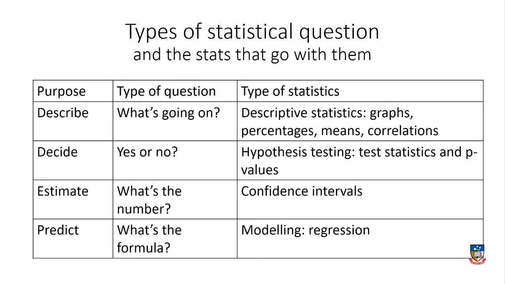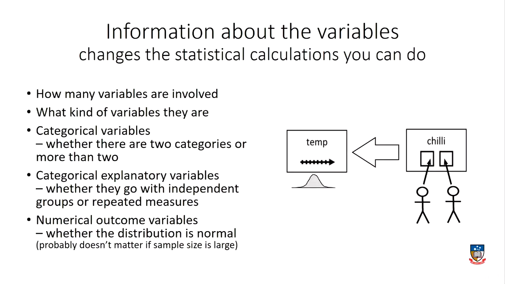And these are the types of statistical questions and the types of statistics that go with them. There's four main purposes: describe, decide, estimate, predict. And the most common one is to decide the answer to a yes or no question, even though mostly what we're trying to do when we do research is to predict one thing from other information. But it's very common to see lots of hypothesis tests in a research article. And the information about the variables changes the statistical calculations you can do.